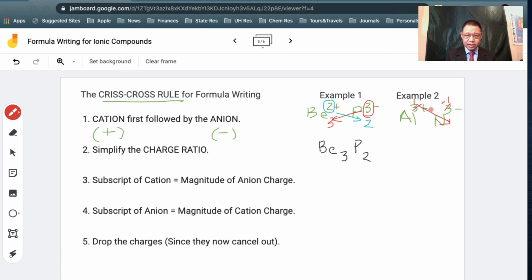This one here becomes a subscript of aluminum. At the end, you drop the charges. You end up with Al with a subscript of 1, and again, like the charges, if the subscript is 1, you don't have to write it down. It's understood to be 1, and nitrogen will also have a subscript of 1. So that's an example of the Criss-Cross rule.